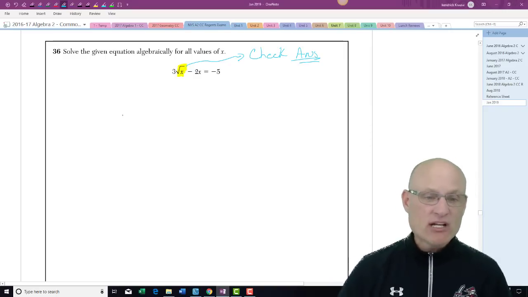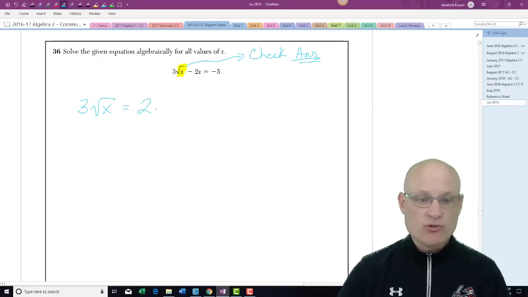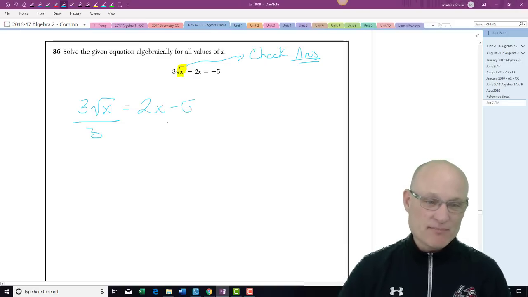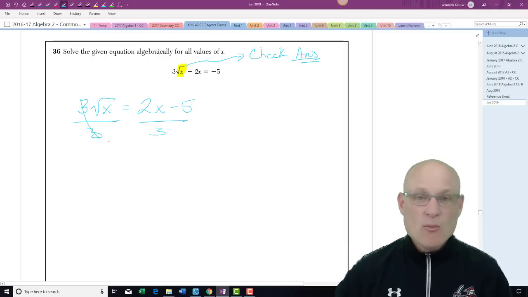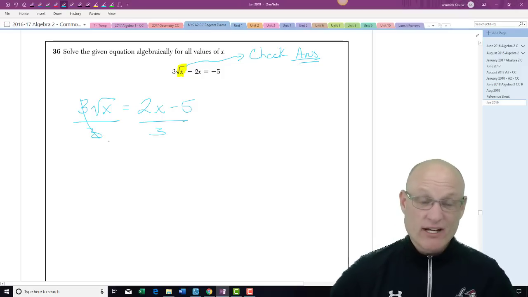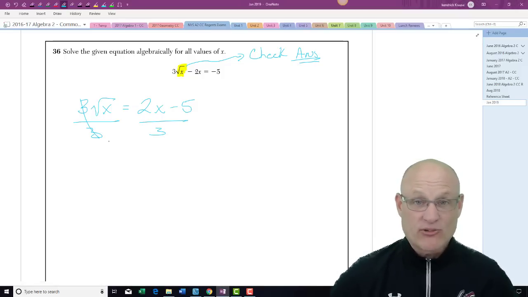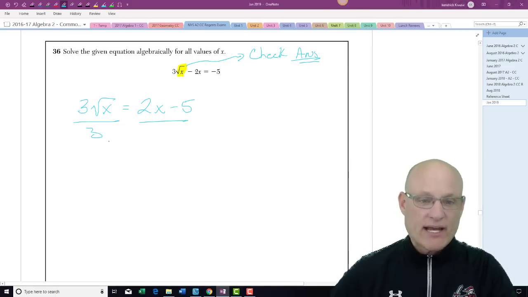All right. Generally, we want to get the weird thing alone. So we would say, okay, 3 square roots of x equals 2x minus 5. Then I would divide by 3. But that's really weird, right? That's really weird. Now, to get rid of the radical, I got to square both sides. And that's really, really difficult to do. You got to square the top, square the bottom, all kinds of crazy stuff. So we're going to avoid that, but we got to be careful about it.